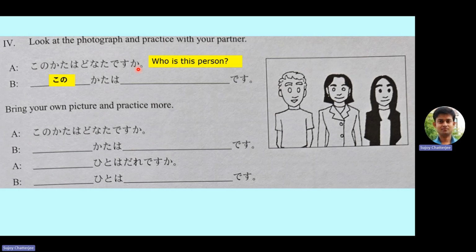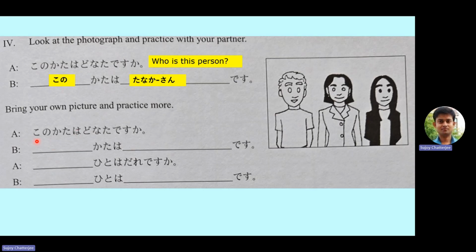And the answer will be sono kata wa Tanaka-san desu. So it can be kono, it can be sono. It depends on, again, the distance between the speaker and the listener or the responder. So very simple and very easy. Kono kata wa donata desu ka? Kono kata wa Tanaka-san desu. Bring your own picture and practice more.